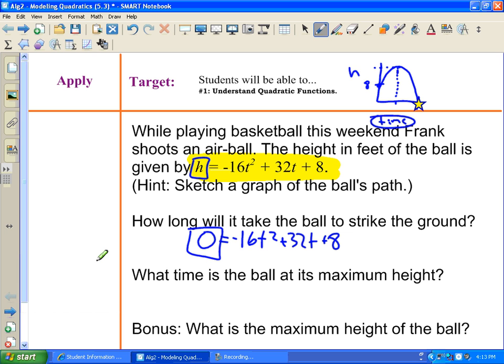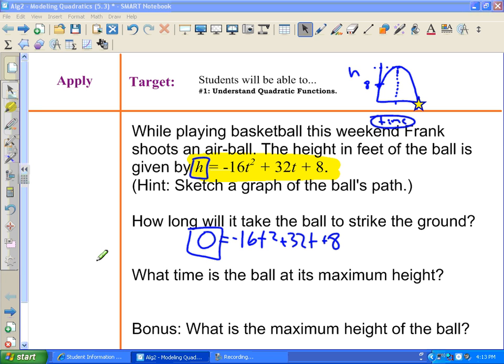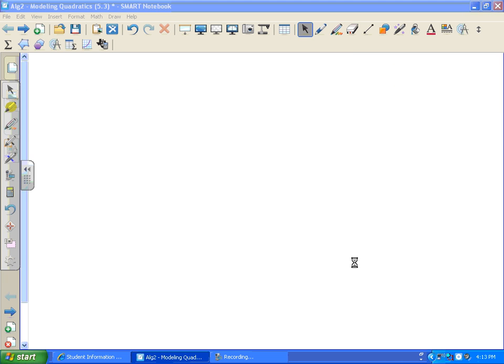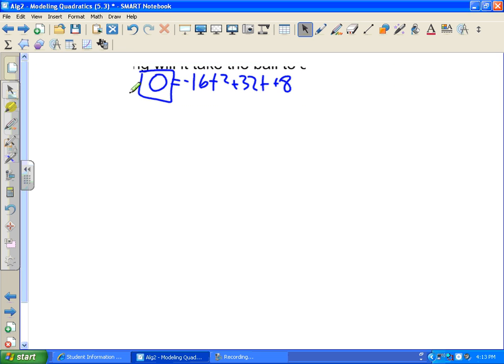All right, next up, we're going to solve this using the quadratic formula. I will tell you right now, this problem is not factorable. So I'm going to move this to the next page and solve it using the quadratic formula. We know that a is equal to negative 16, b is equal to 32, and c is equal to 8. Substituting into the quadratic formula, if you don't have it memorized, x equals negative b plus or minus the square root of b squared minus 4ac, over 2a.